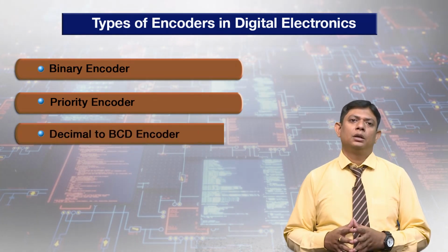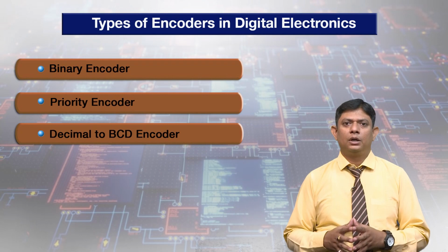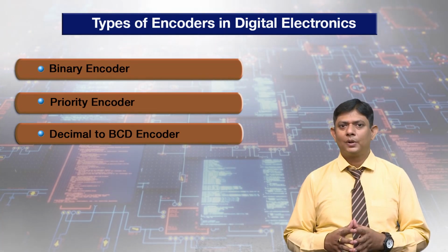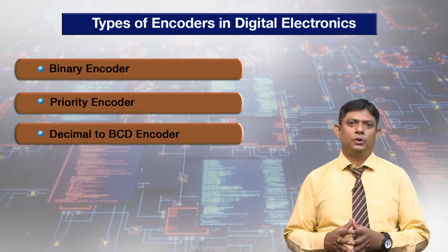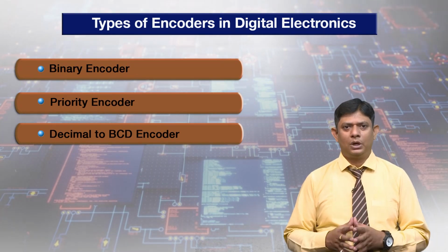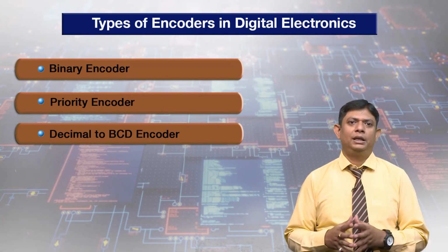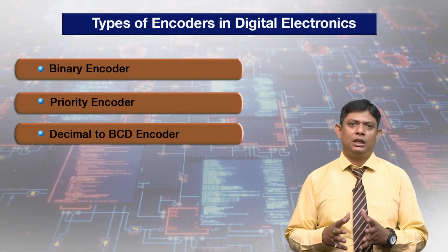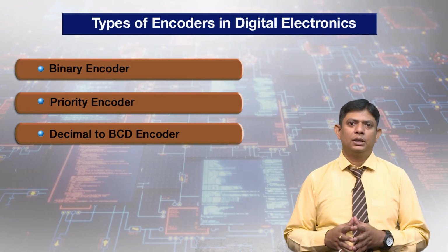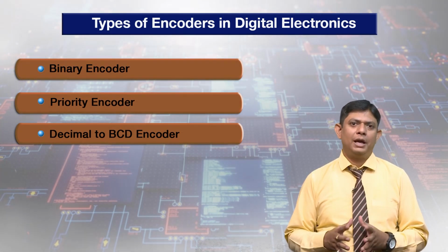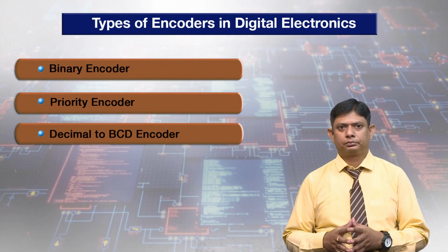Next type we have is decimal to binary encoders. These types of encoders convert decimal input values 0 to 9 into their binary representations. It typically has 10 input lines and 4 output lines to represent the BCD, binary coded decimal, code.